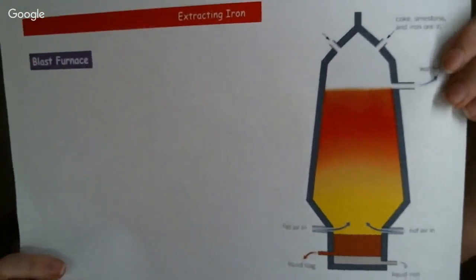Another way we could extract our copper is by taking the copper oxide and reducing it by heating it with methane or with hydrogen. But again, that's looking at a more expensive process. Second metal we need to know about is extracting iron. Now, iron is going to be extracted using something called a blast furnace. And hopefully this little picture is familiar to you.